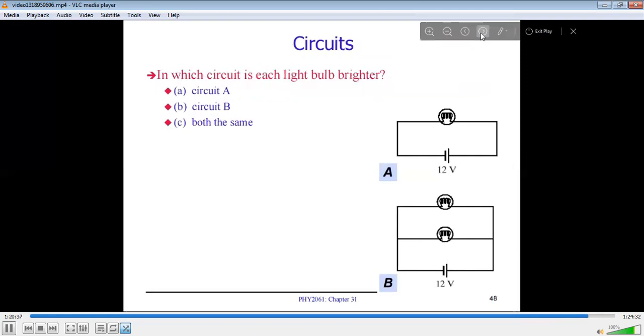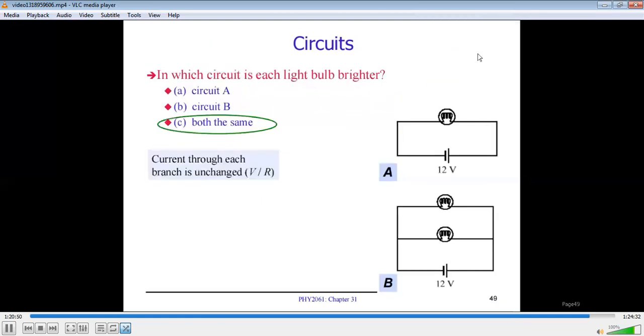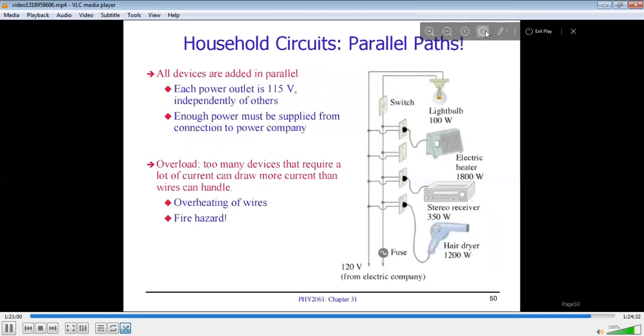In which circuit is each light bulb brighter? Which one is brighter, A or B? Circuit A, circuit B, or both the same? The current through each branch is unchanged, because the same current flows: I equals V by R.